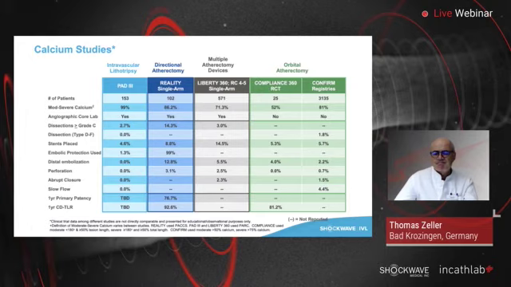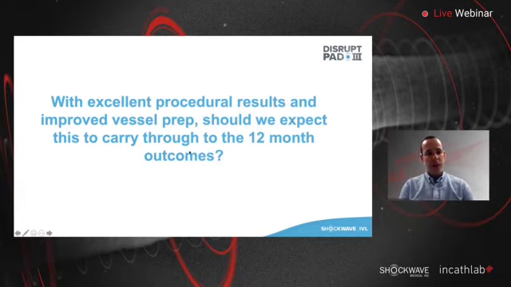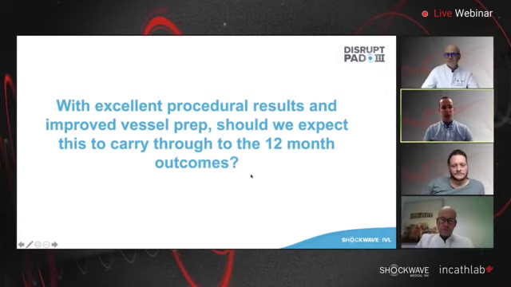So as mentioned, POBA is still the gold standard. It has to be shown that vessel preparation is superior. And now we have the first study which clearly shows, at least based on acute outcomes, IVL is the better vessel preparation system than POBA in calcified lesions. No, it's very important because, as you said, the first randomized control trial in these kind of patients.